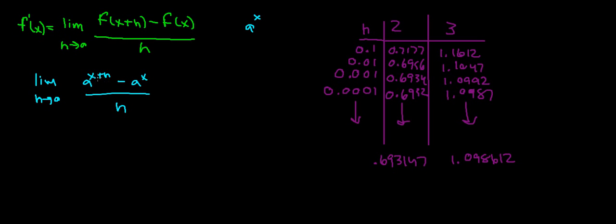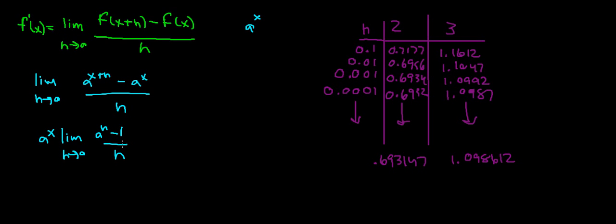Since these two are being added to each other, I can separate them as a to the x times a to the h. So therefore I can factor out a to the x. Because there is no h in it, this limit as h goes to 0 will not affect it in any way. So I'll factor that out, a to the x, times the limit as h goes to 0, and I'm left with a to the h minus 1 over h.